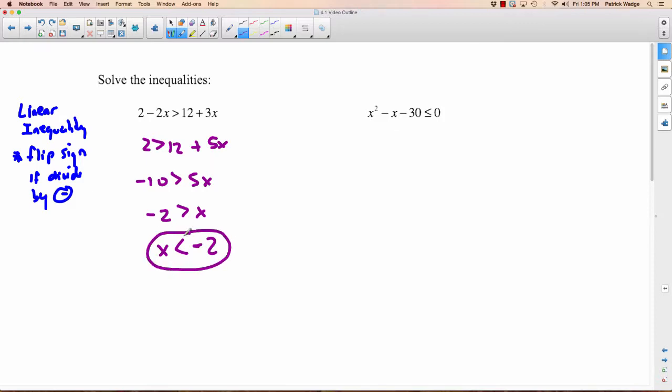You could graph it if you want, but we won't bother doing that. Of course, the other way you could write that is to say that if x is less than -2, it goes from -infinity all the way up to -2, but it doesn't include either one. So this is also a good answer.